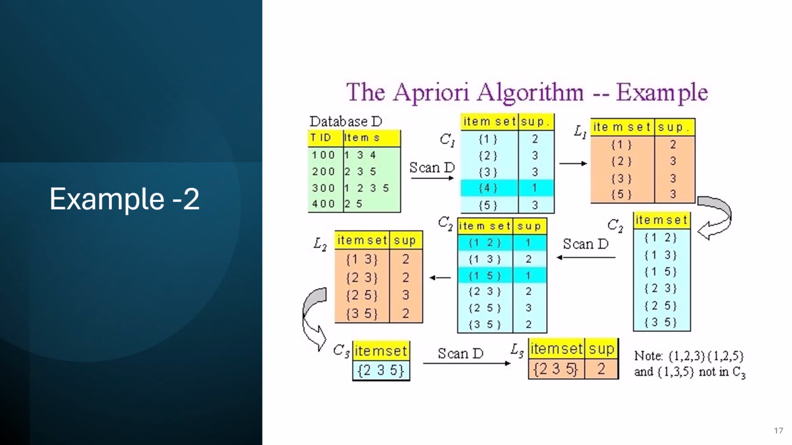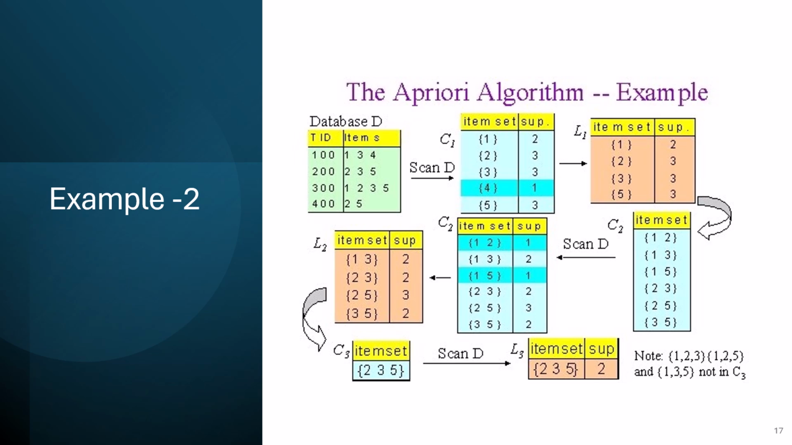From the L1 table, L1 is joined with L1 and the C2 table is created. From the C2 table, we find the support count, and then pruning is done. Only itemsets with support greater than the minimum support count are considered in the L2 table. From the L2 table, L2 is joined with L2, and then C3 is created.